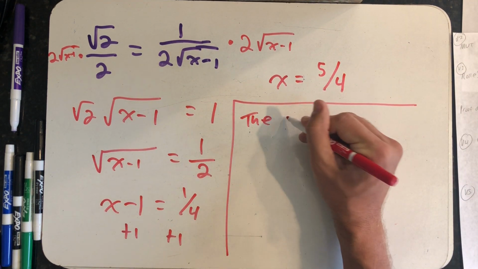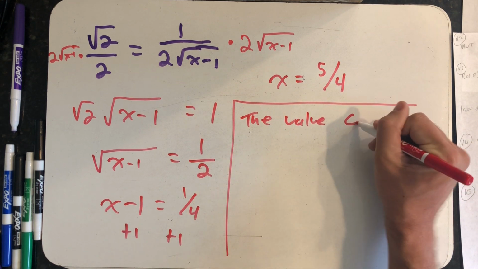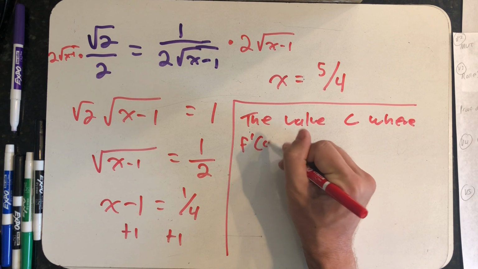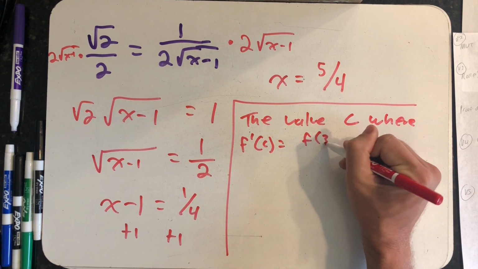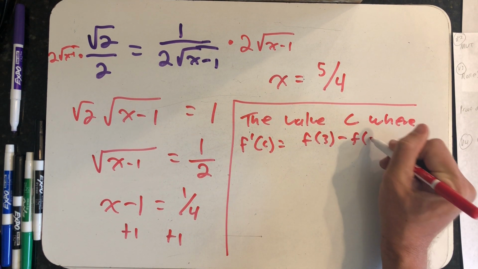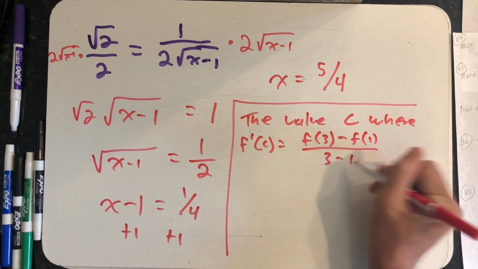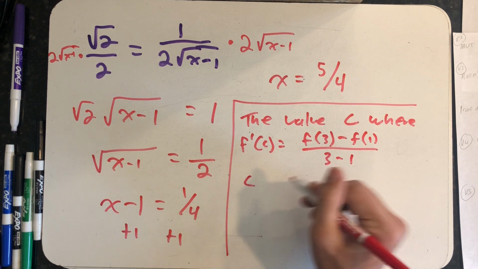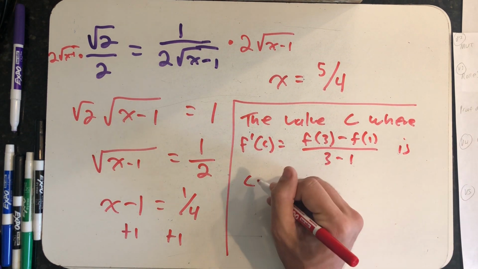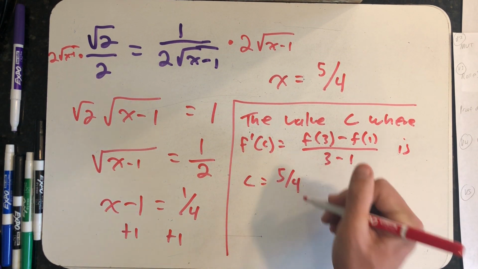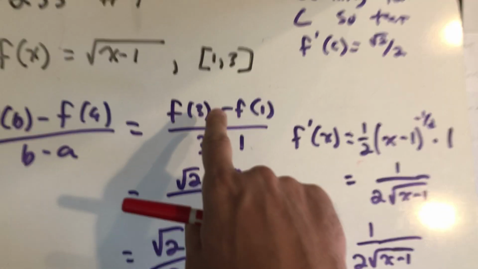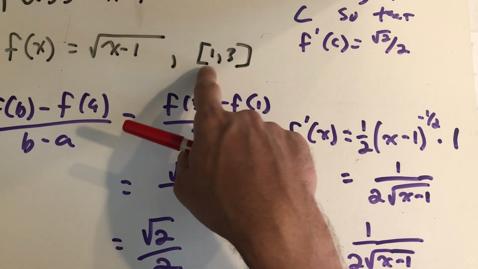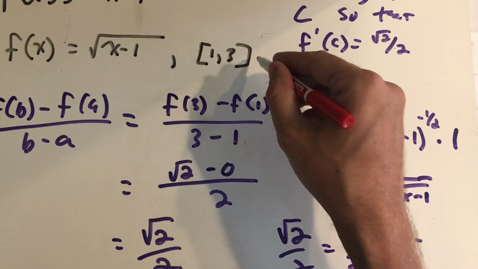The value c where f prime of c is equal to f of 3 minus f of 1 all over 3 minus 1, that moment that satisfies the mean value theorem, is 5/4. Now, one thing we should always check, the value I get is supposed to be between the values of a and b. 5/4, 1.25, is between 1 and 3.